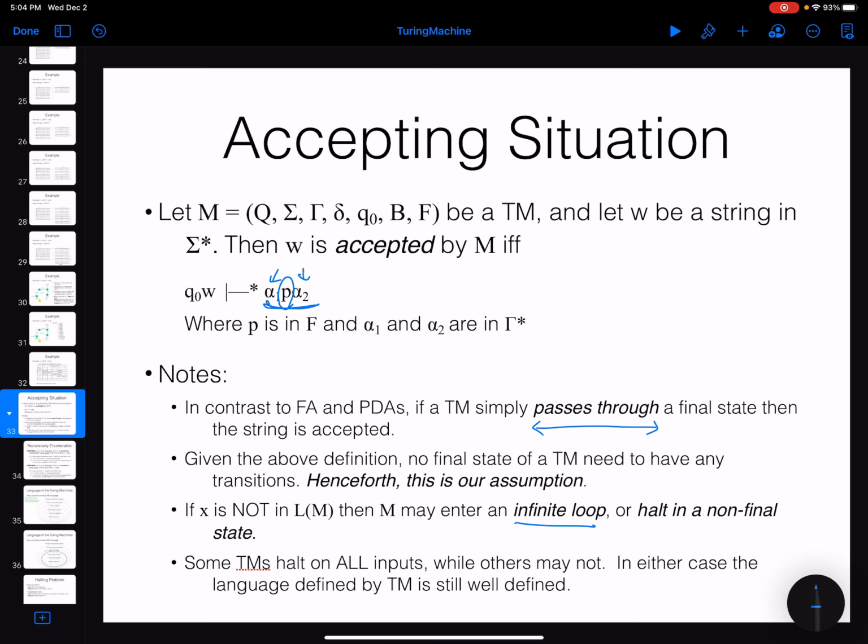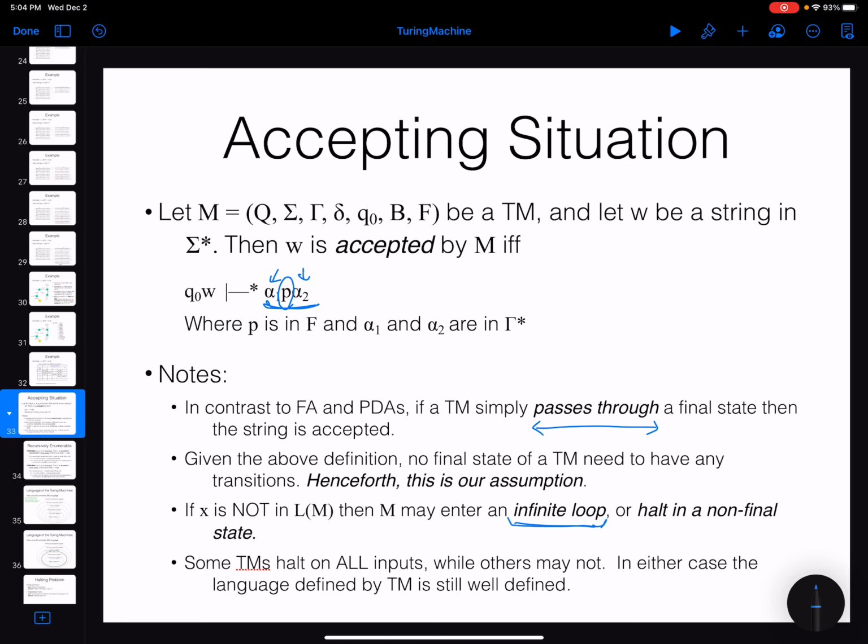Okay, so there are two different situations except accepting the string. There are two other situations for the Turing machine. In a finite state machine or in a push-down automata, either you accept the string or your machine is going to crash at some point and you reject the string. There is no other possibility. But in the Turing machine, there is some other possibility.